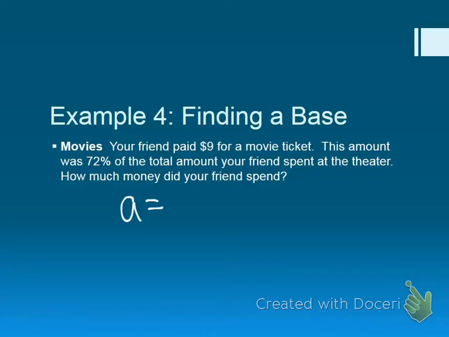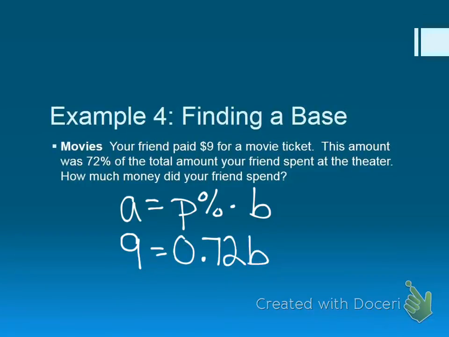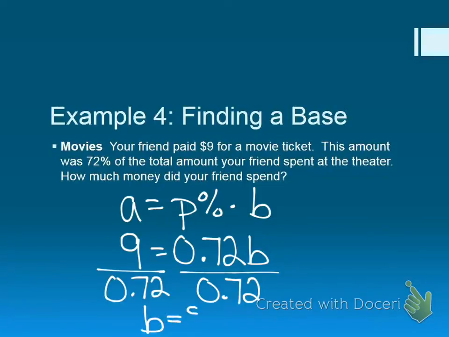So start with my formula, then 9 equals, how do I write 72%? 0.72 B. Now what do I do? Divide both sides by 0.72. He spent, and you've got to write it in dollar form, $12.50. Just make sure if it's a money example, you write your answer in dollar form.